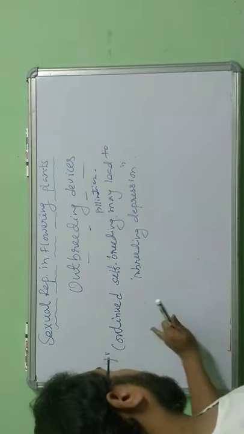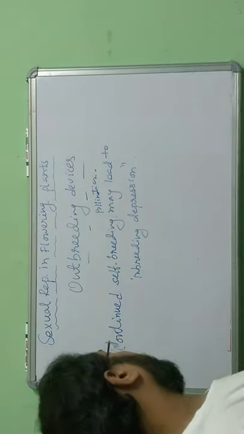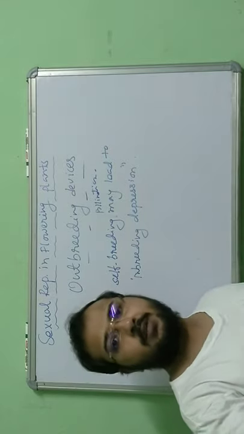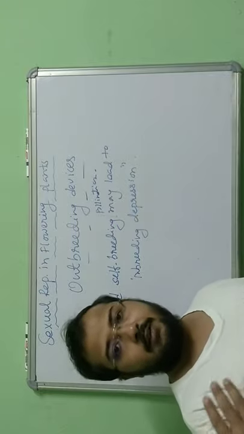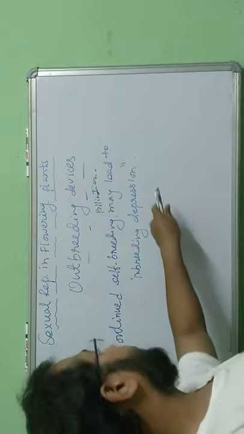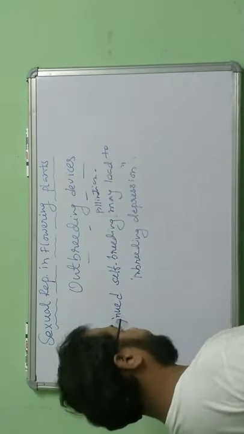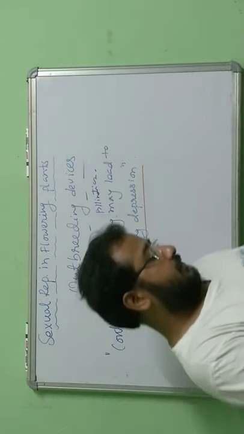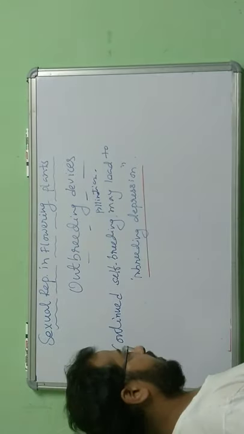So what is the meaning of this statement that you have to understand first? Continued self-breeding or self-pollination. Continued means if generation after generation self-pollination or self-breeding is happening, then it may lead to inbreeding depression. So this term is very, very important. We have to understand first, what is this inbreeding depression all about?